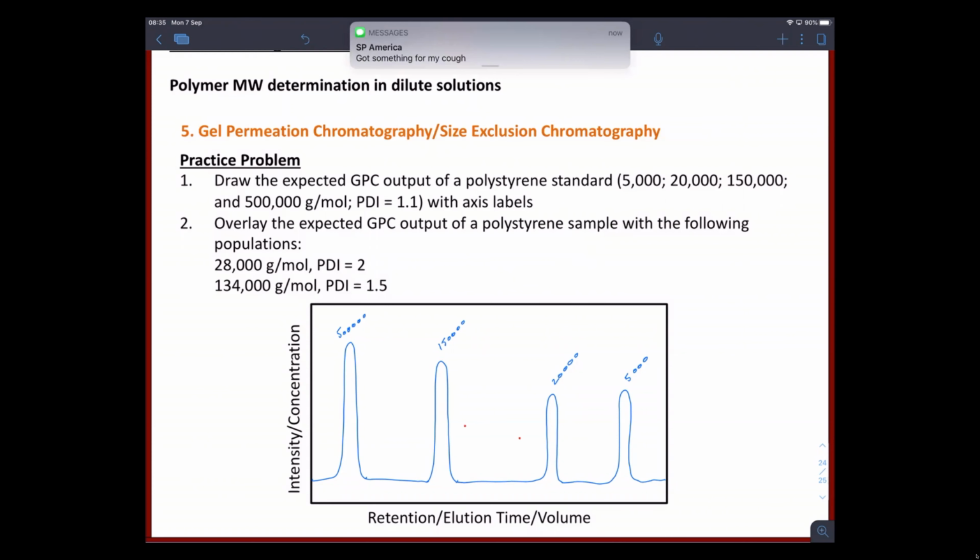So what we can do is have a look at the PDI. The PDI of the 28,000 is 2. The PDI of the 134,000 is 1.5. So if we draw a line, the red line is our actual sample. We just want to draw it a little bit broader. That looks a little bit broader than our standard. And this one has to be pretty broad because the PDI is 2.